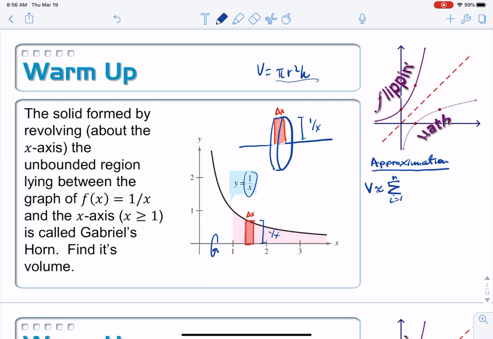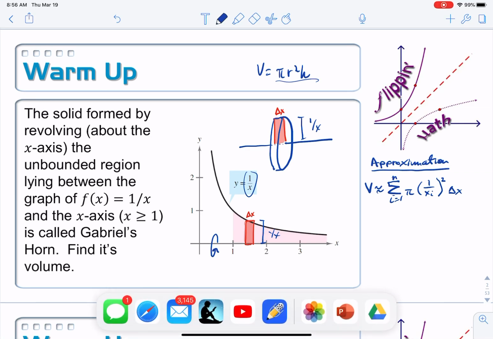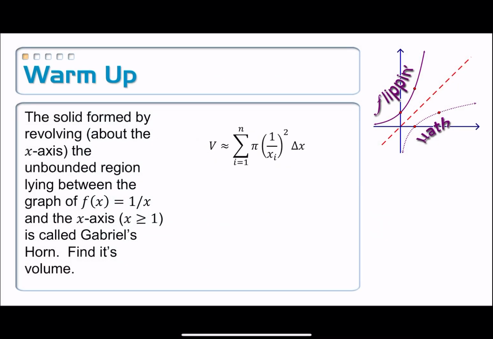We're going to build it like this. We need a pi in there, and our function is going to be our radius squared, which we already said was 1 over x sub i, squared, and then times the width. So this is delta x. This is just an approximation, and in order to find the actual volume of this thing, we need to take the limit as n goes to infinity. This is going to look sort of like this. This is exactly what we just set up, right? When we take the limit as n approaches infinity, this is supposed to turn into some sort of definite integral, right?